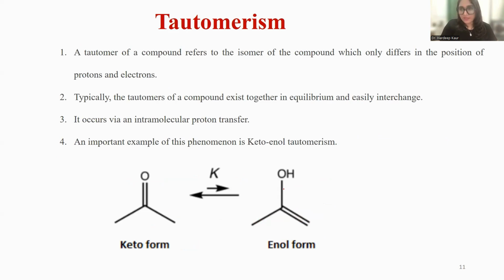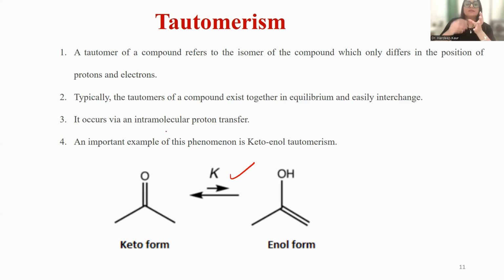Another condition is tautomerism. It is also another type of isomerism. Here, a tautomer of a compound refers to an isomer of the compound which only differs in the position of protons and electrons. So basically, they can be very easily interchanged. That's why this equilibrium sign is there. I'll let you know what tautomerism is.